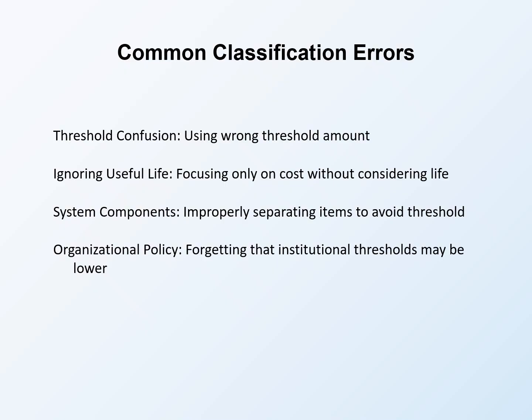System components create classification questions when items are improperly separated to avoid thresholds. If you purchase components that together form a system costing more than the threshold, the system cost is relevant, not individual component costs. Artificially separating purchases to avoid equipment classification is improper. Organizational policy may establish thresholds lower than the federal threshold. If your institution capitalizes assets at $3,000, that threshold applies even though the federal threshold is higher. Always use the lower of federal or institutional thresholds for classification.